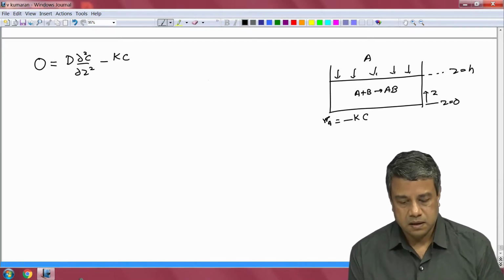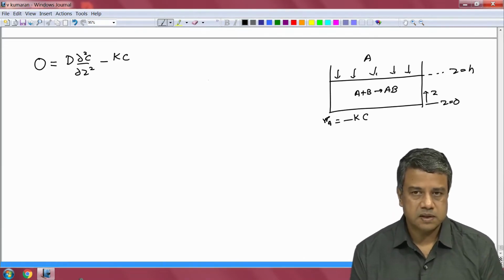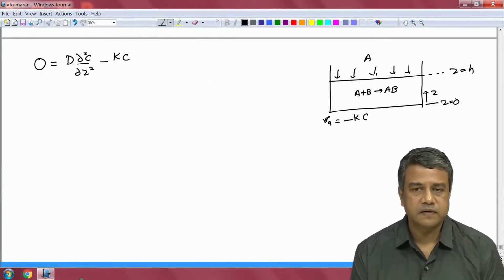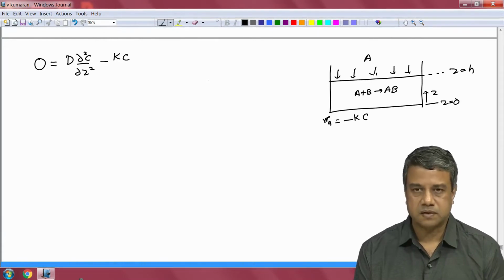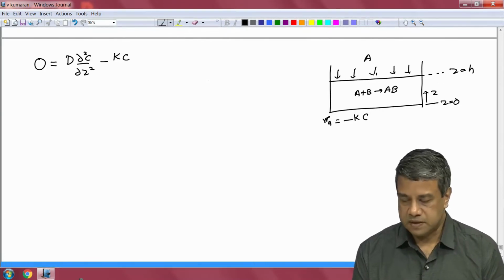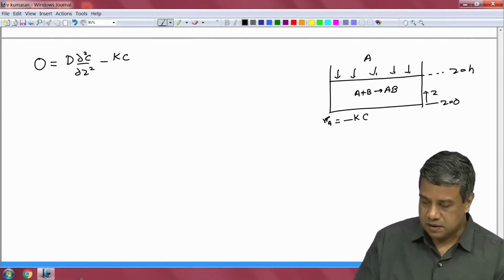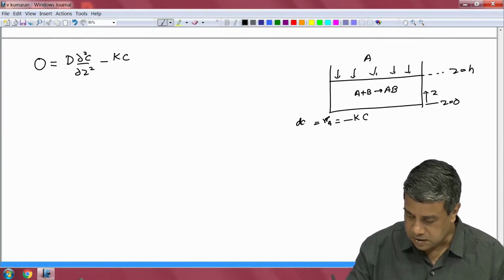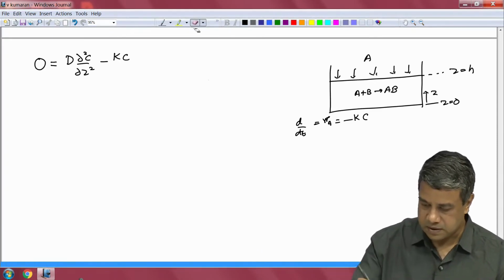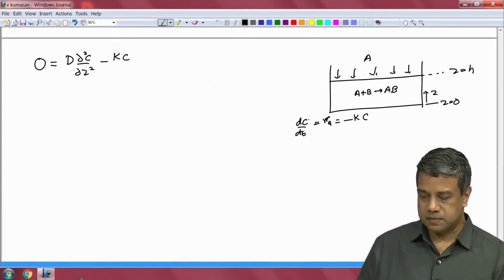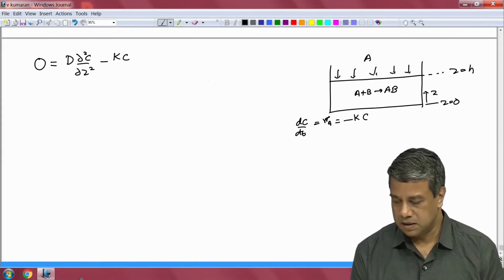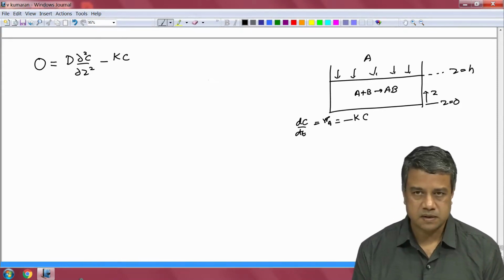You can verify quite easily that both terms in this equation have dimensions of mass per unit volume per unit time, because diffusivity has dimensions of length square per time. So, diffusivity times the second derivative, and K has dimensions of inverse time. It is a first order reaction rate. This is just equal to dCA by dt, dC by dt. I will just use C for the concentration of A. So, for notational simplicity, dC by dt is equal to minus K times C, that is the reaction rate. Therefore, K has dimensions of inverse time.